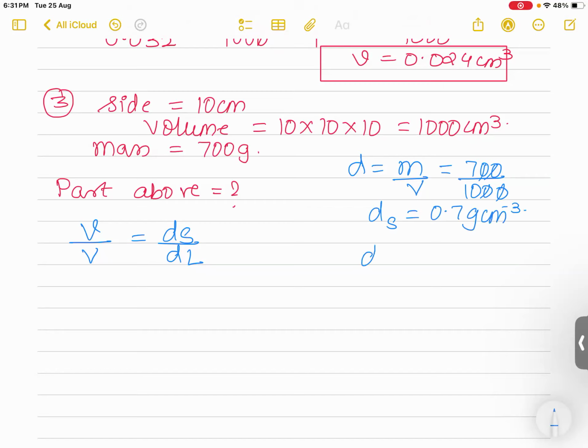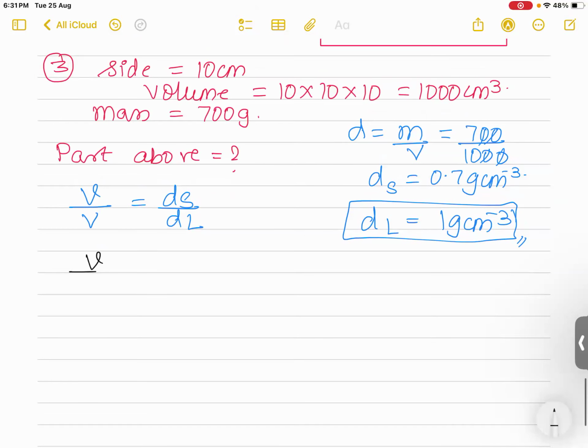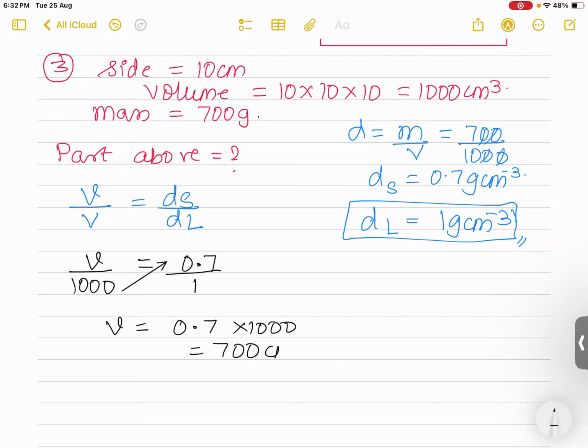Now it is immersed in a liquid, and that liquid is nothing but water. So water ka density, I know it is 1 gram per centimeter cube. Now let's try to substitute these values in the formula. Small v is unknown, so it remains as it is. Capital V is 1000. Density of solid is 0.7 and density of liquid is 1. I cross multiply this thing. We will be straight away getting small v as 0.7 multiplied by 1000, which is going to be 700 centimeter cube.